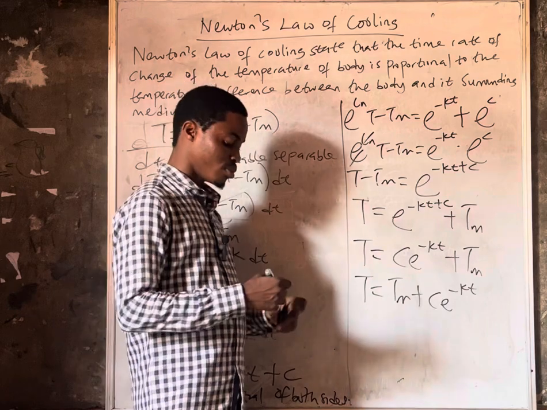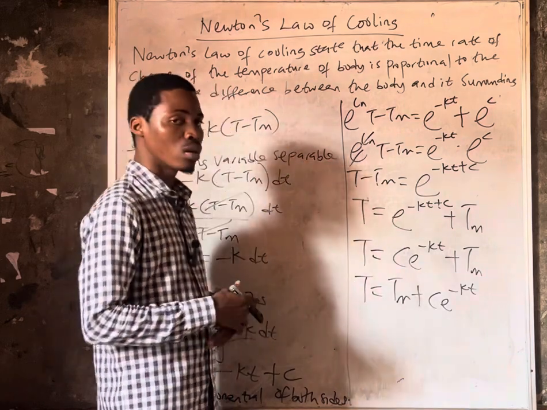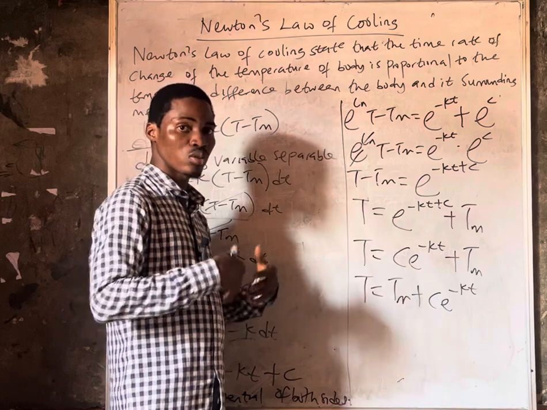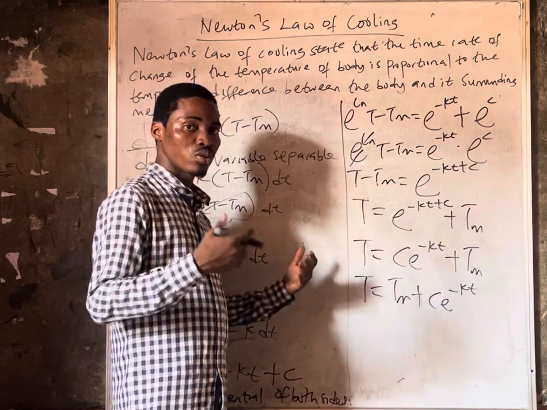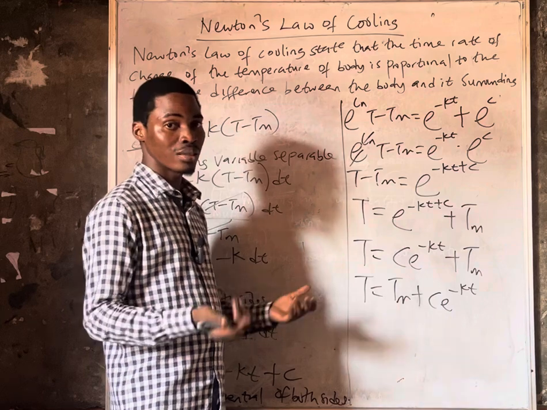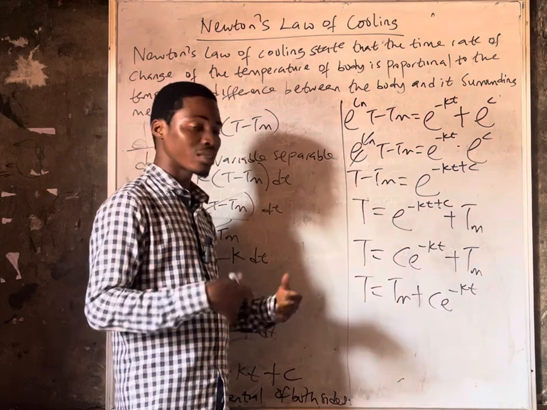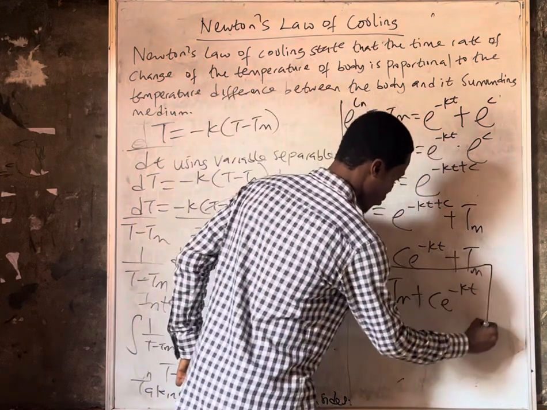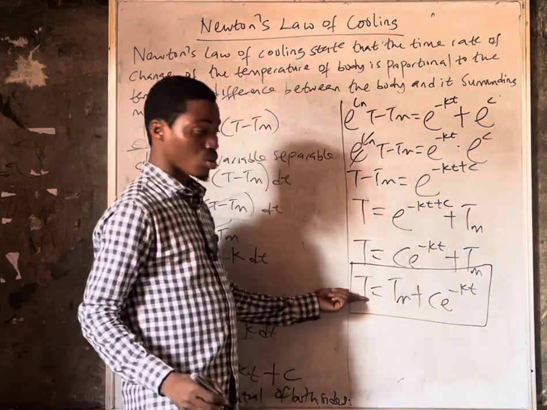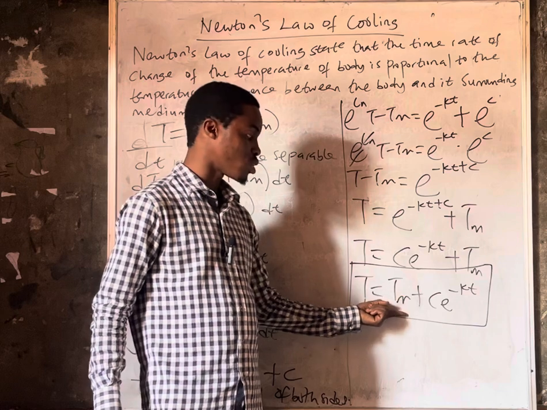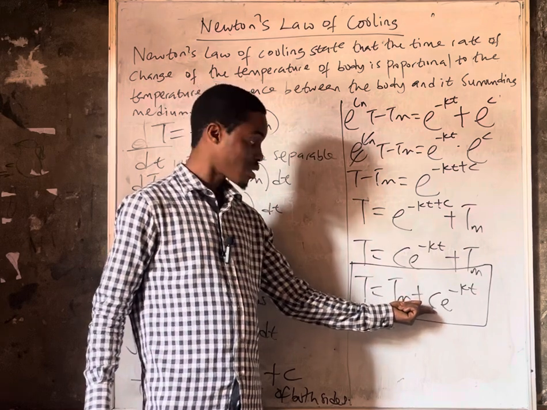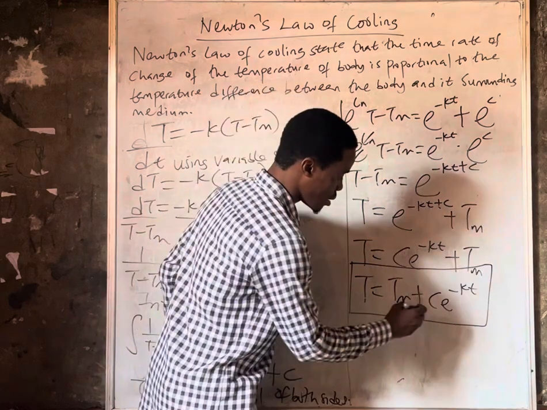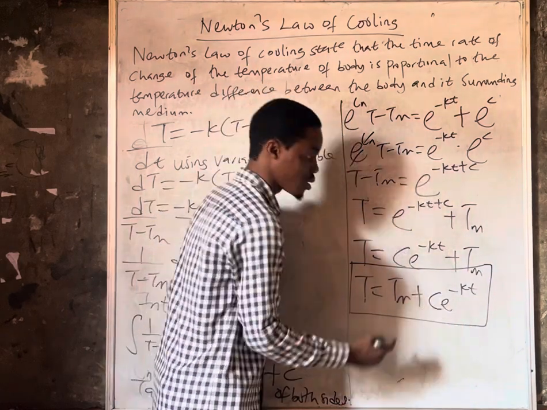We have just proved the formula for Newton's law of cooling. If you are given any question on Newton's law of cooling, to find the temperature of a body, it can be the temperature of the surrounding, the temperature of the body, or even the time. We apply this formula. So the temperature of the body is equal to the temperature of the surrounding plus C, a constant of integration, times exponential raised to the power minus kt.